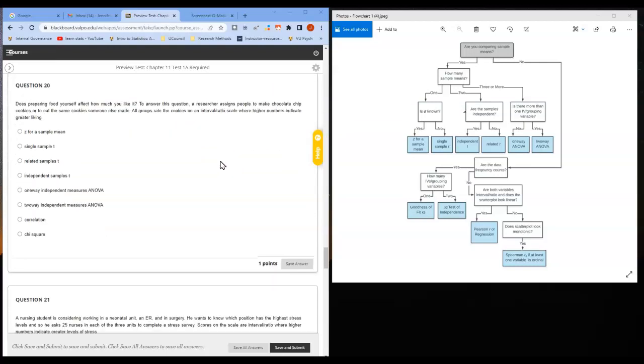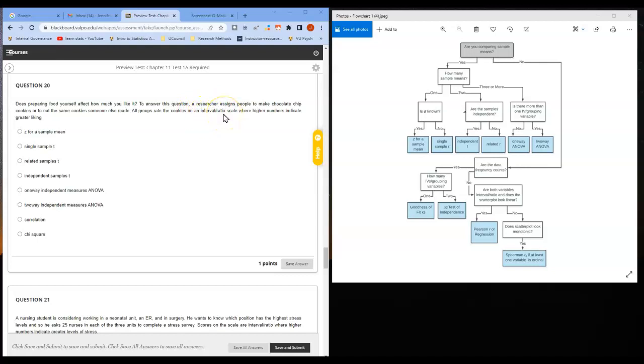Number 20, does preparing food yourself affect how much you like it? To answer this question, a researcher assigns people to make chocolate chip cookies or to eat the same cookies someone else made. All groups rate the cookies on an interval ratio scale where higher numbers indicate greater liking. Okay, so note that people were randomly assigned to two groups, right? And these two groups are then rating the cookie. So we have two means we're comparing.